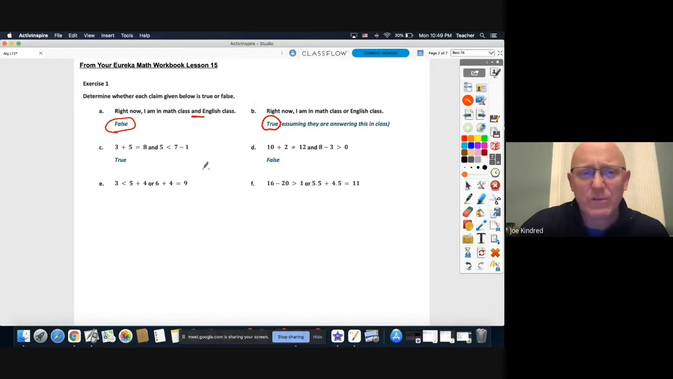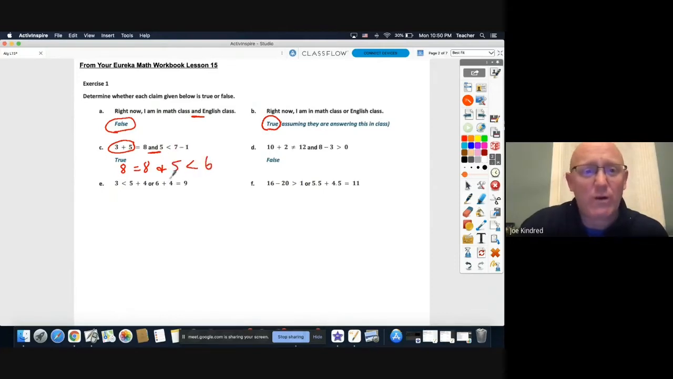So we bring that to math and some of the inequalities and equations that we work with, and we ask the same question. For instance, in C, 3 plus 5 is equal to 8, and at the same time, is it true that 5 is less than 7 minus 1? Well, the first thing you've got to do is go ahead and do the math on this. And so as I do the math on this, I notice that 3 plus 5, well, that is 8, and that does equal 8. So that's true.